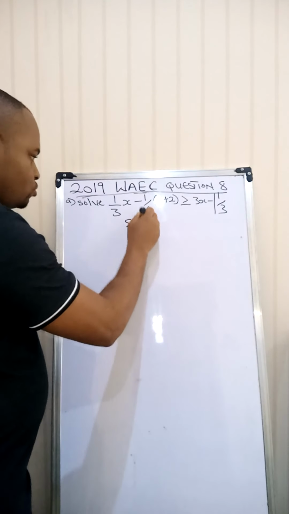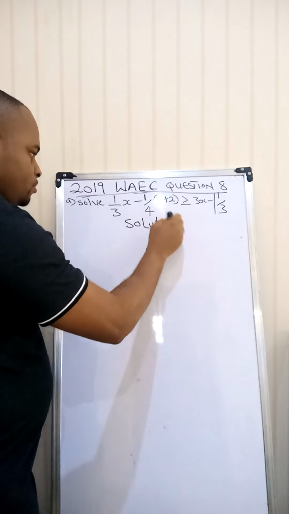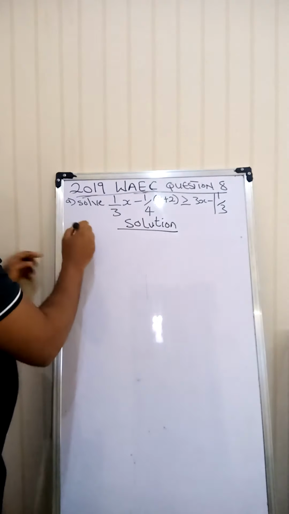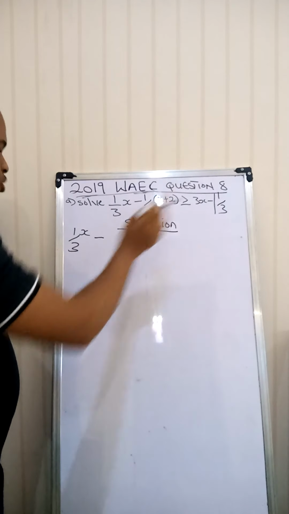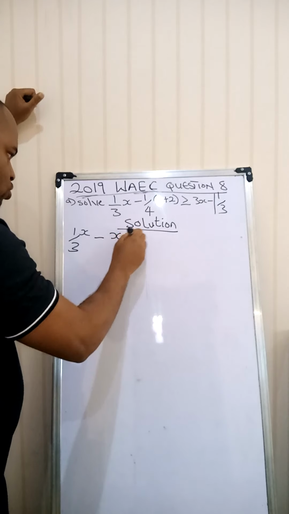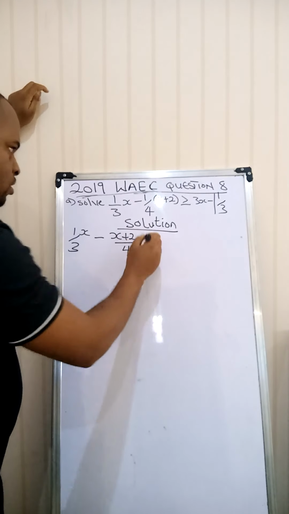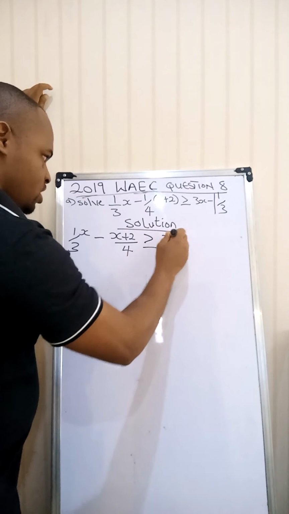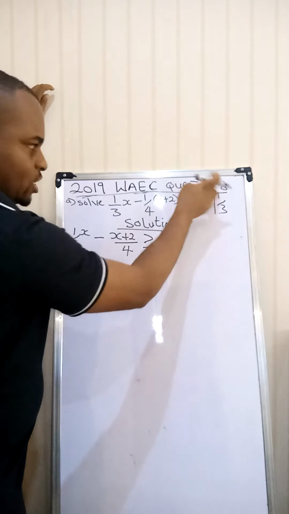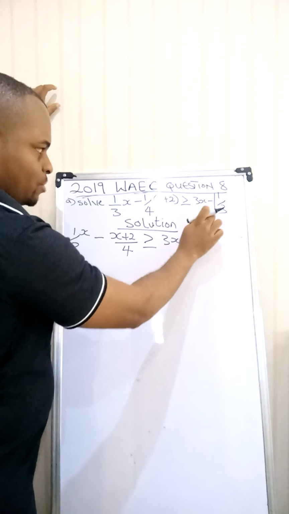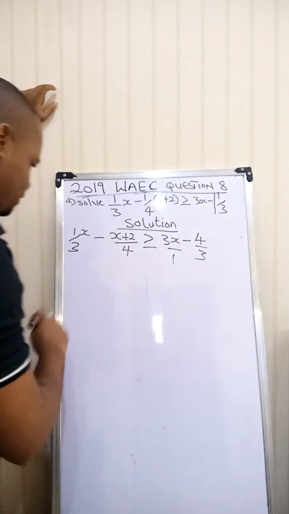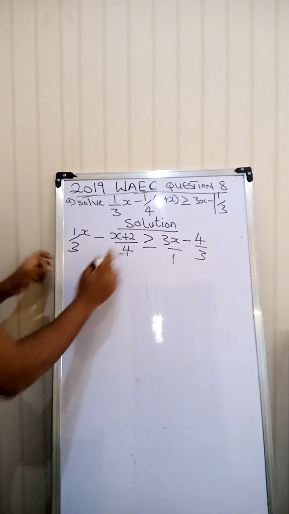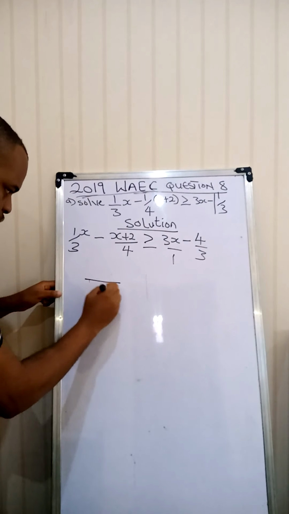Alright, solution. This is 1 over 3x minus, let's open up this bracket. This is x plus 2 all over 4 greater than or equal to this 3x. Convert this to a mixed fraction. We'll be having 3 times 1, 3 plus 1, 4. 4 over 3. This is the same as over 1. What's the LCM between this and this? The LCM is 12.